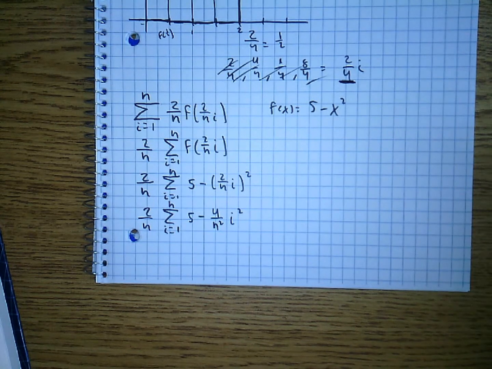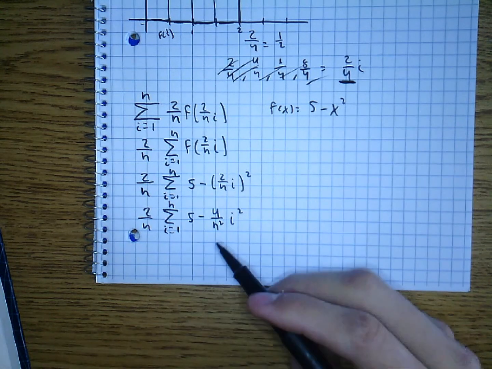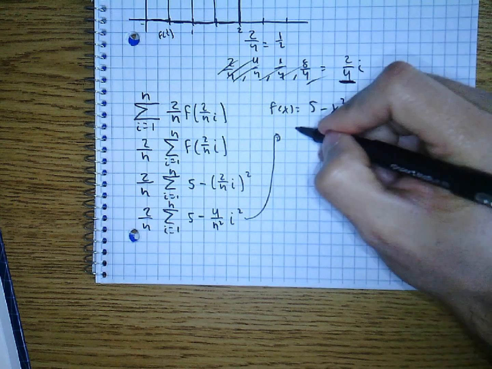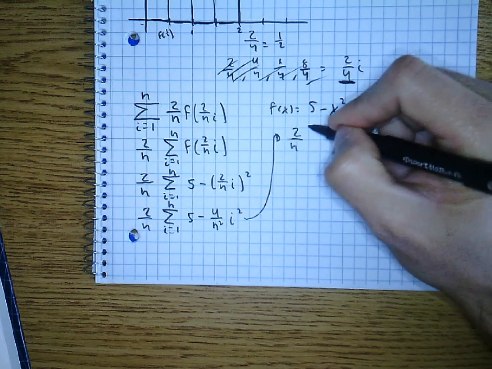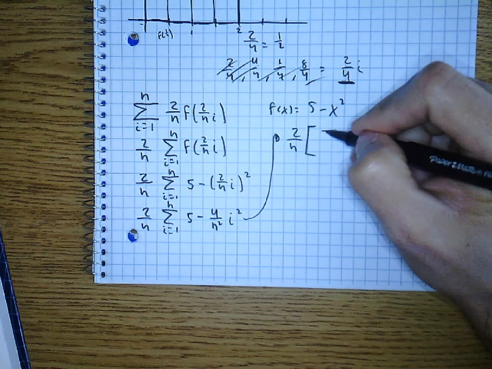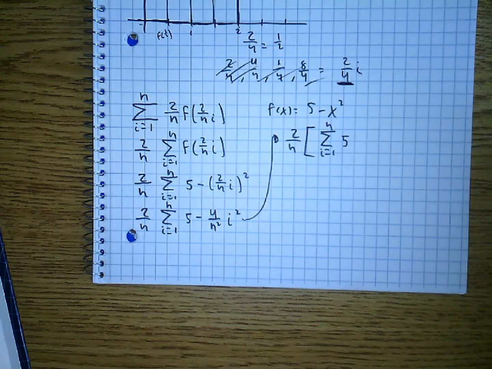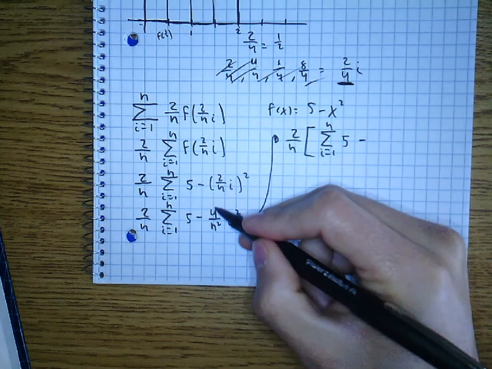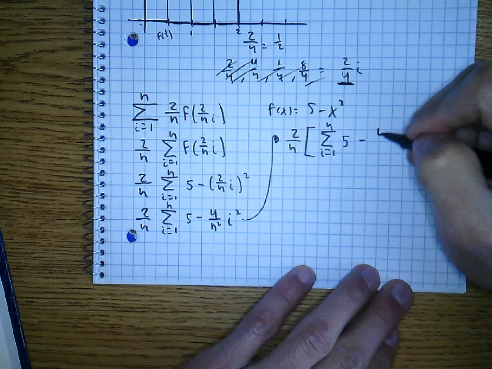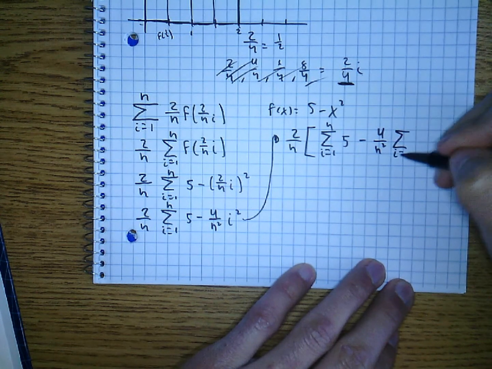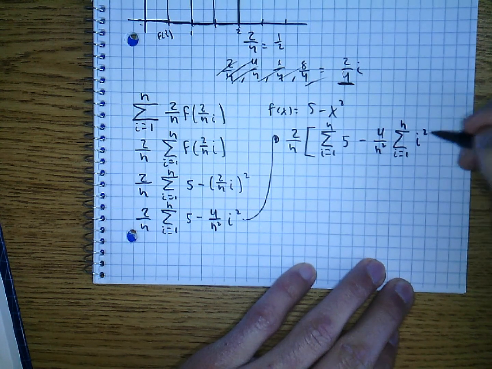So now I'm going to use my properties of summations and split the summation into two, take out some constants, and then try to attack it with the summation formulas. Okay, so I'm going to go on this route. So I've got 2/n on the outside, and I'm going to have some brackets. The first summation starts at 1 and goes to n, and it's just of the constant 5. Minus, now 4/n squared once again is going to be a constant, so I'm going to pull out a 4/n squared, and then I'm going to have a summation from 1 to n of i squared.